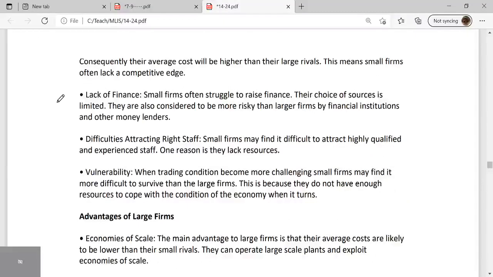Okay, next we have difficulty to attract the right staff. As small firms can't afford higher wages, the right staff are difficult to attract. Then vulnerability. There is a high level of competition, so often small firms shut down because of this vulnerable situation created by the large firms.